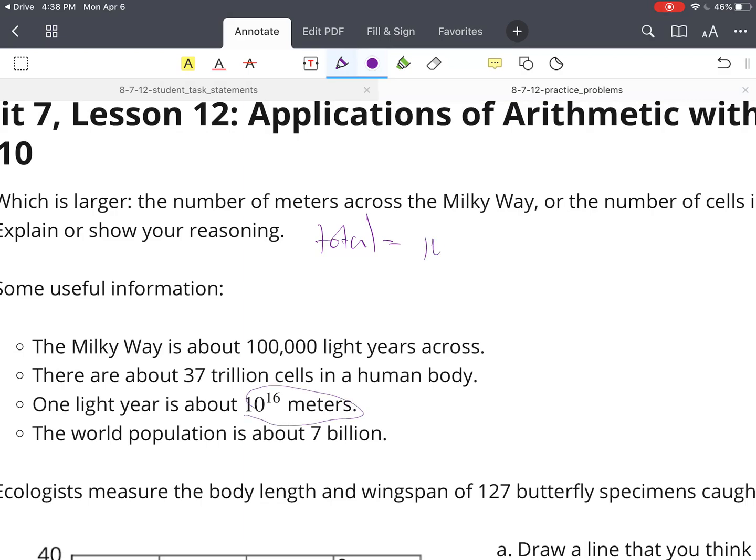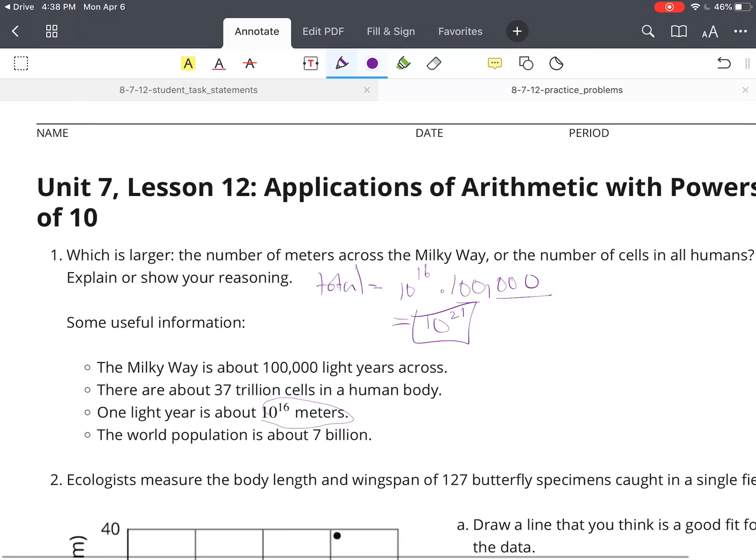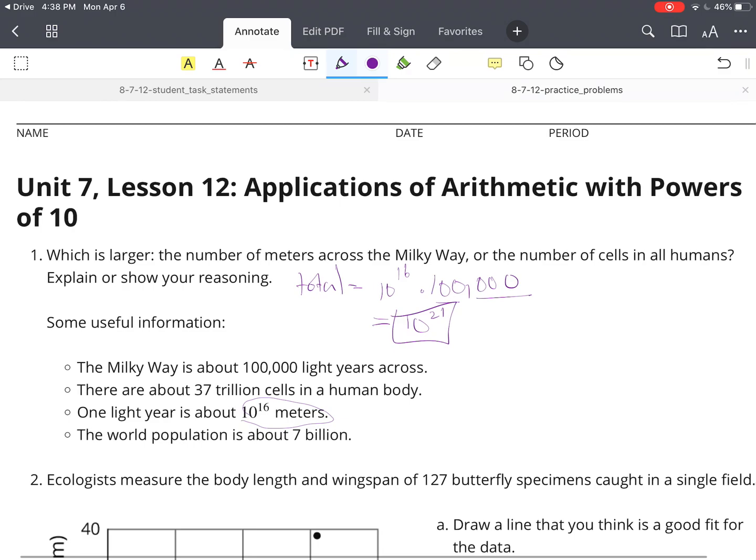This is how many meters per light year. So this would be 10 to the 2 zeros plus 3, that's 5. So 16 plus 5 is 21 zeros. So it's 10 to the 21st.